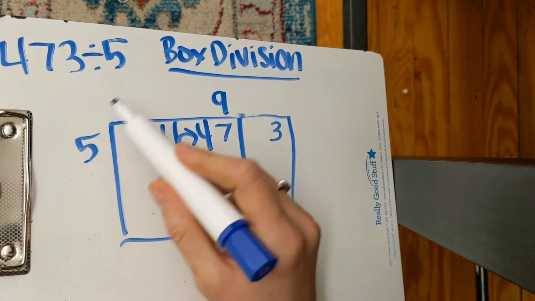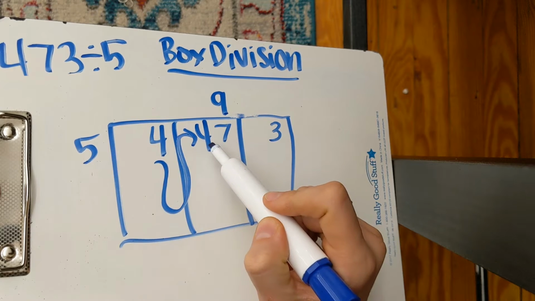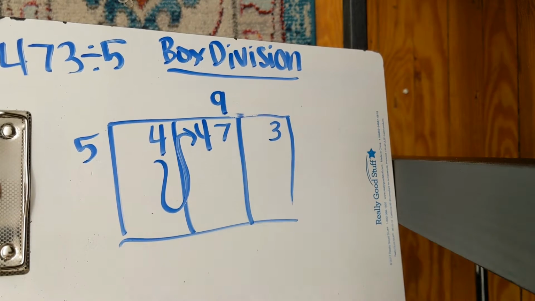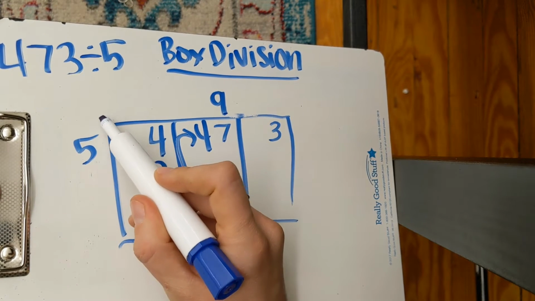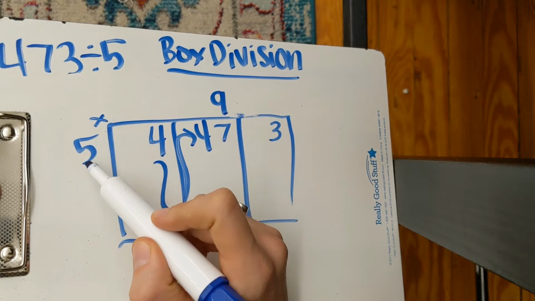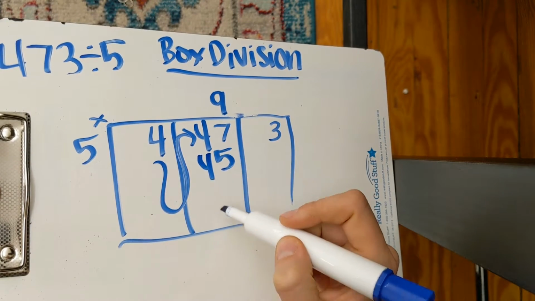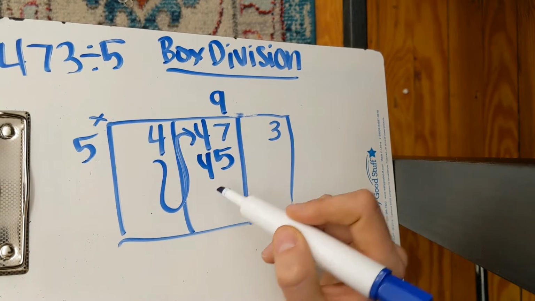This is our dividing step. That's the first step in box division. We're going to take 5, and we're fitting it into 47. We're really taking 47 divided by 5, and we get 9. Now we're on step 2, which is to multiply. We want to take 5, and I like to write a multiplication symbol there. 5 times 9 is 45. I write my answer to my multiplication problem right below that number there.